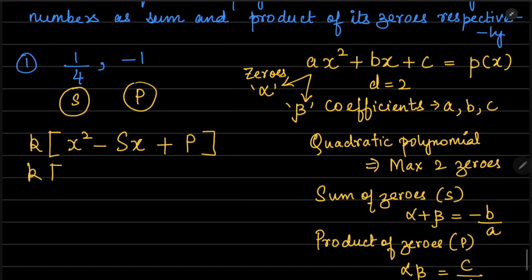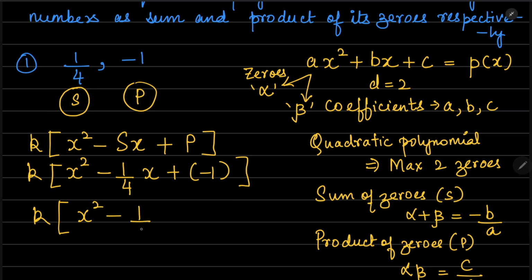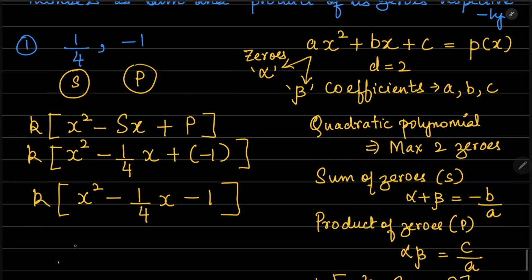So, k multiplied by x square minus s is nothing but 1 by 4x plus p. So, plus of minus 1. Be very careful. Okay. So, let me write this: k multiplied by x square minus 1 by 4x minus 1. Right? You can take an LCM. So, when you take LCM, what will you have? 4 in the denominator. So, here you will have 4x square minus x minus 4.